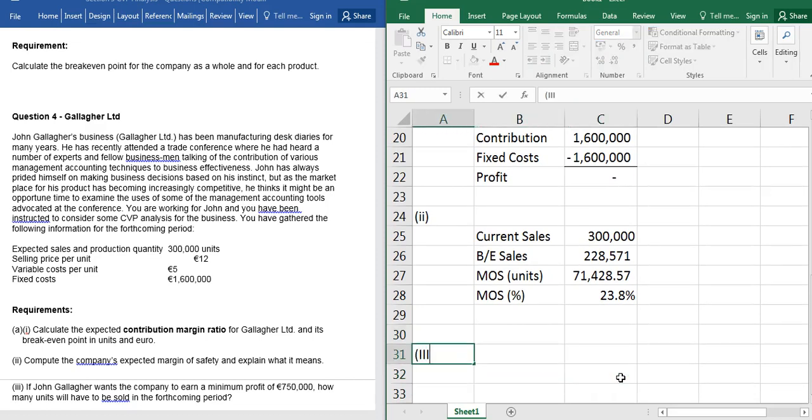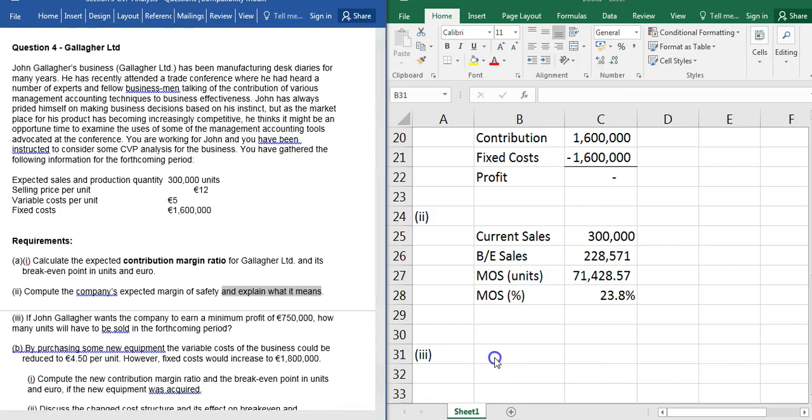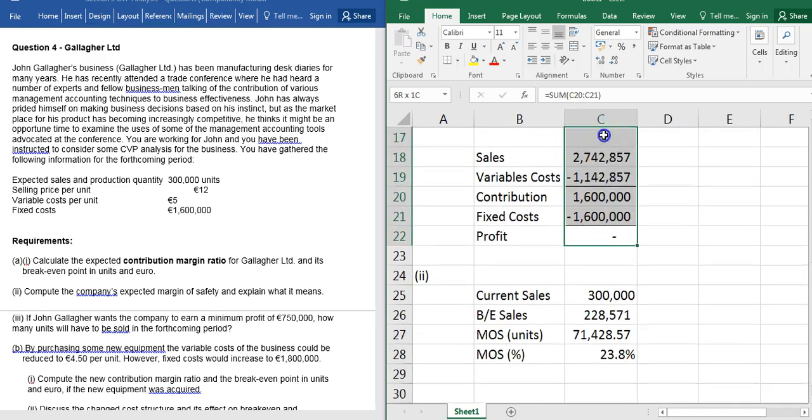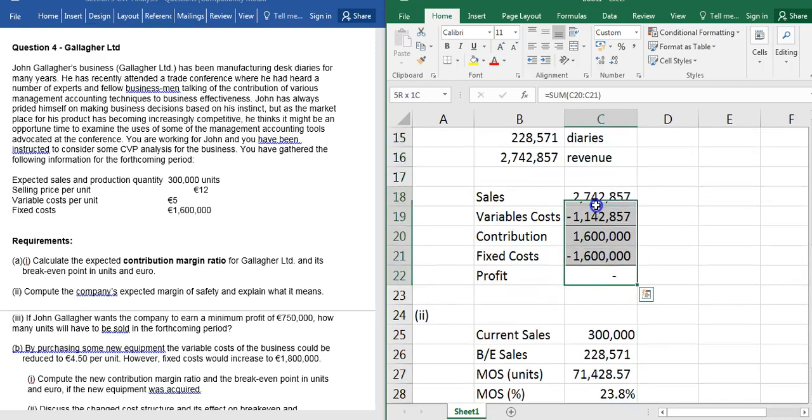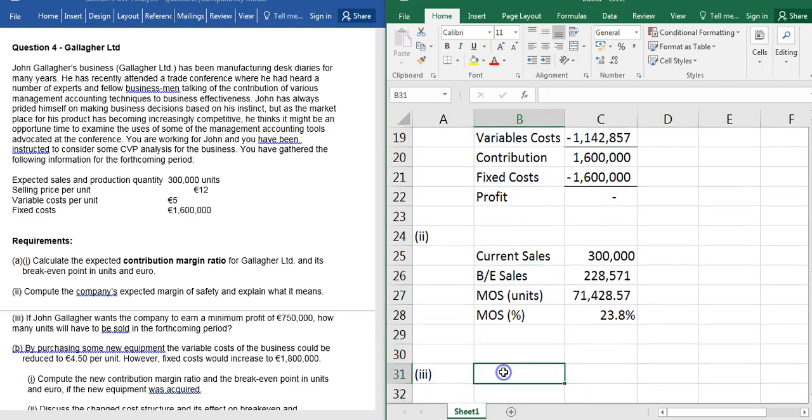We then go on and we look at A3, which is asking us for what's called a target profit analysis. Another fairly practical question is, well, how many units do we need to sell to make a minimum profit of 750? So remember here, if we sell 228, we make no profit at all. So how we do a target profit is you say the units required equals target profit plus your fixed costs divided by your contribution per unit.